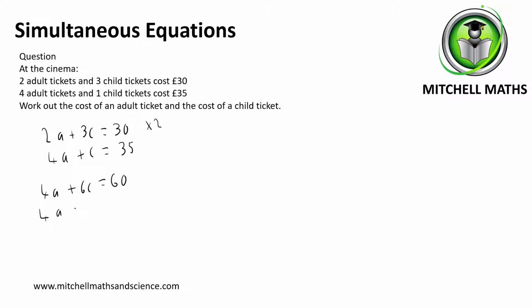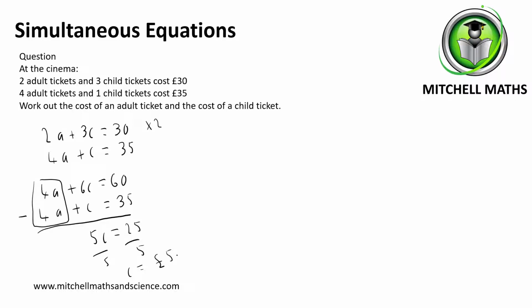The next thing you need to do is have a look at the signs. So the 4a's are both positive. If it's the same, then subtract. Therefore, I'm going to subtract the equations in order to eliminate the a value. 6c minus c is 5c, equals 60 take away 35 is 25. I then need to divide by 5 in order to find the price of a child ticket, which will be £5.